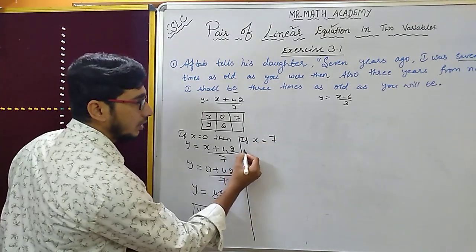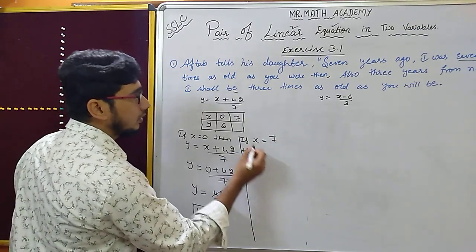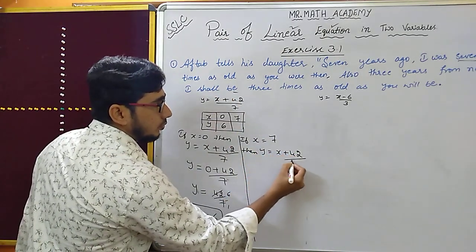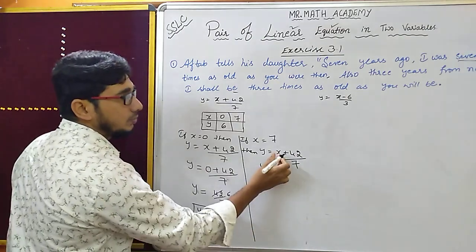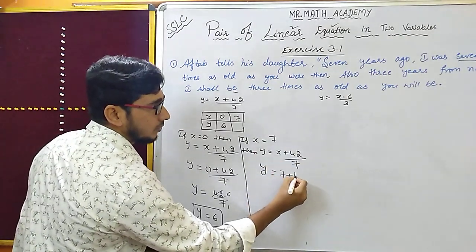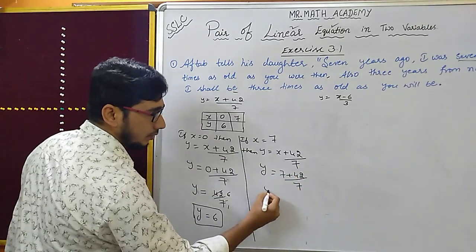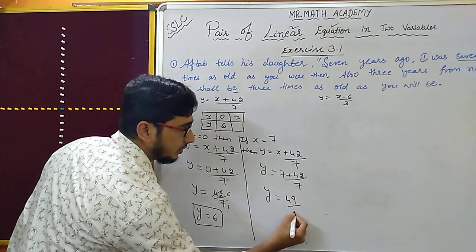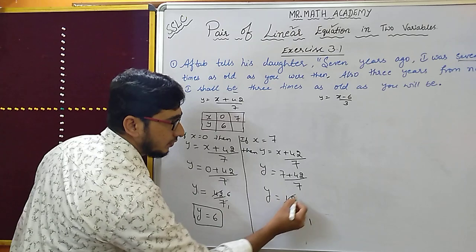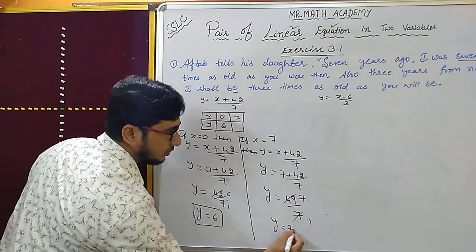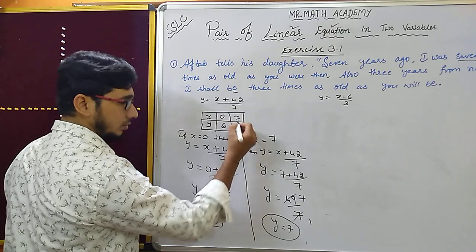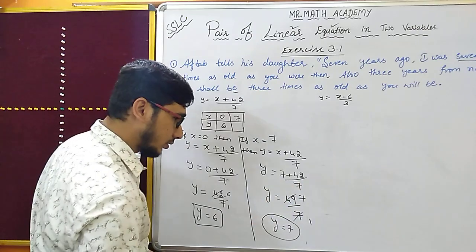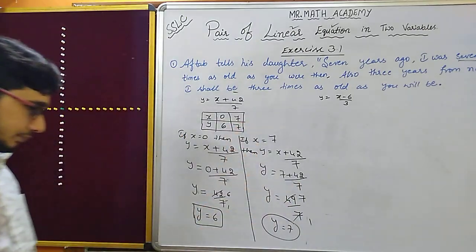So what will happen if x is equal to 7? Consider the equation y is equal to x plus 42 by 7. How much did I take for x? 7. So 7 plus 42 by 7. 42 plus 7 is how much? 49 by 7. 7 1s are 7, 7 7s are 49. So y is equal to 7. Write down here. How much did you get for x equal to 7? You got this is also 7 only.